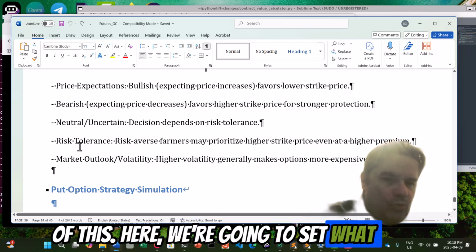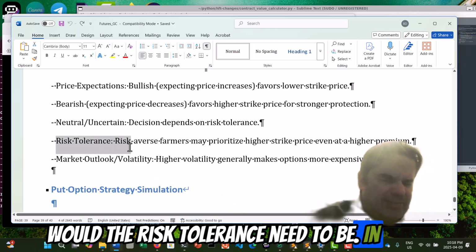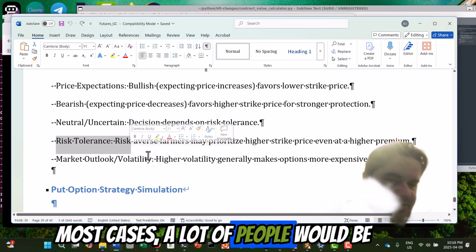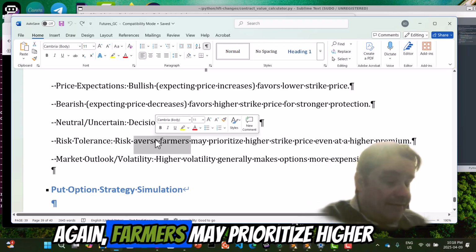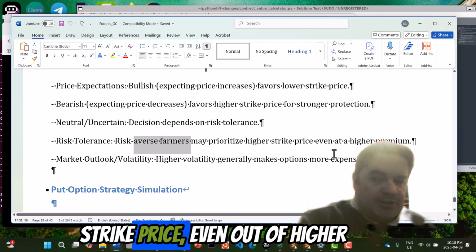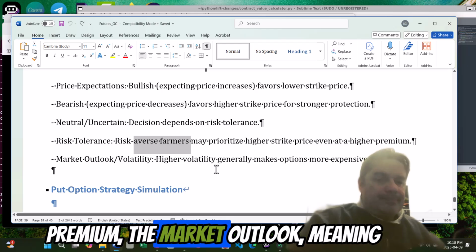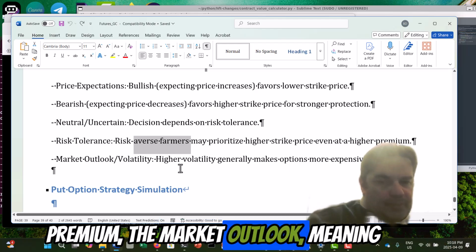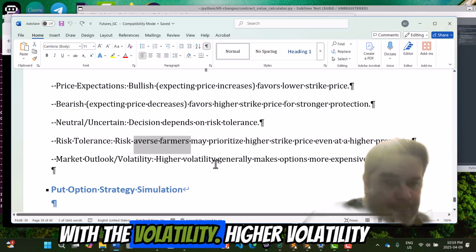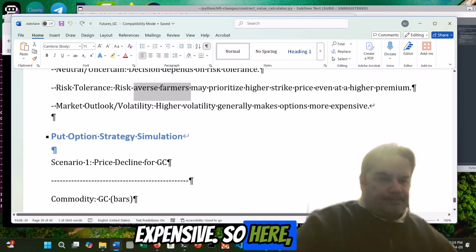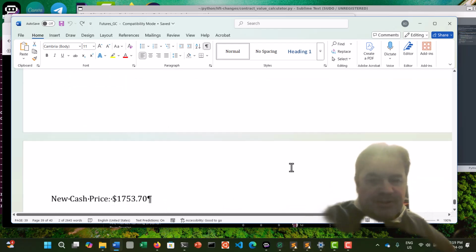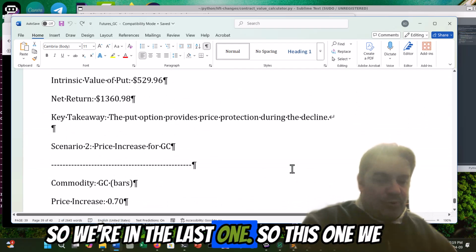Here, we're going to set what the risk tolerance would need to be. In most cases, a lot of people would be risk averse for the trader. In this case, farmers may prioritize higher strike price even at a higher premium. The market outlook, meaning with the volatility, higher volatility generally makes options more expensive. So here, let me just see how much more we got. So we're in the last one.